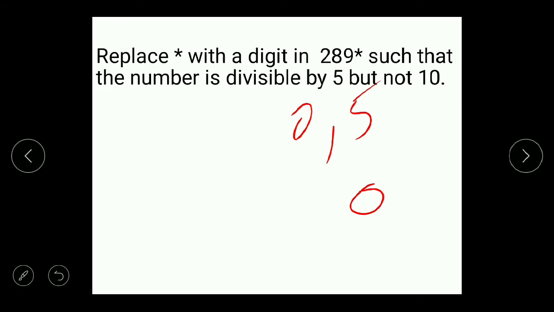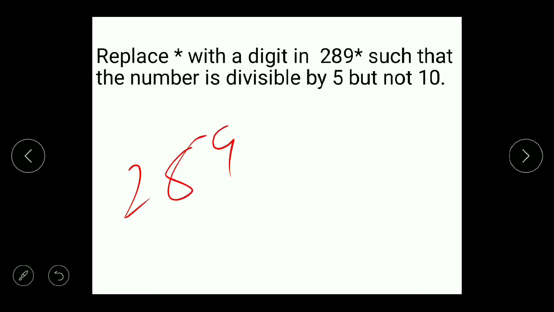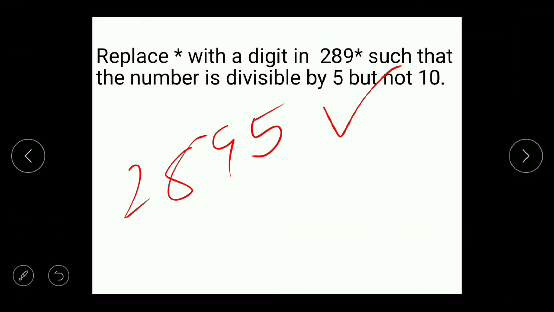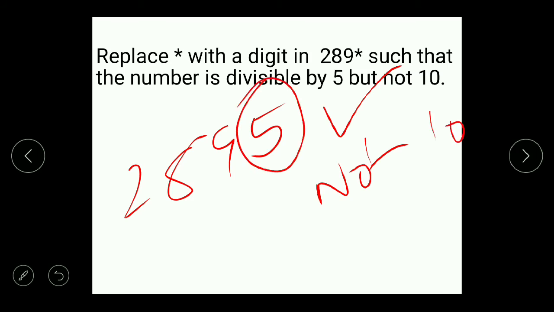So here we need to replace the star in this number such that the number is divisible by 5 but not 10. Suppose we are inserting 5 here, then this number is divisible by 5 because the last digit is 5, and this number is not divisible by 10. So the answer is 5.